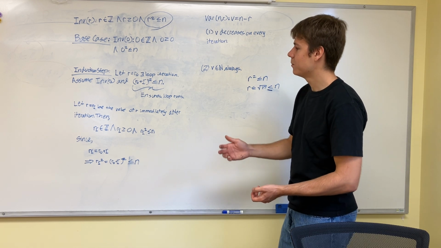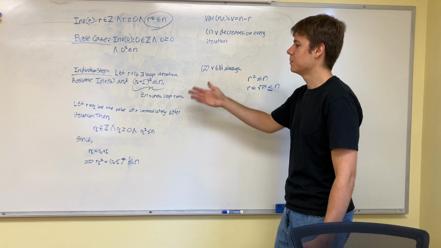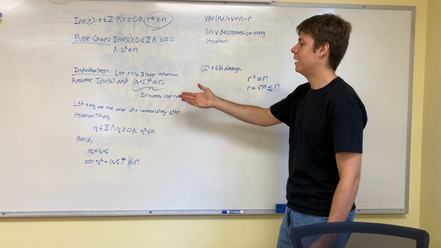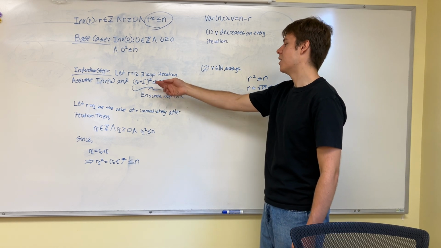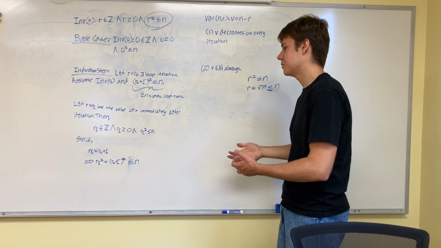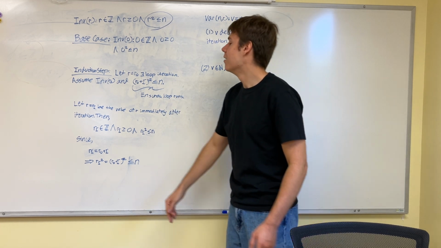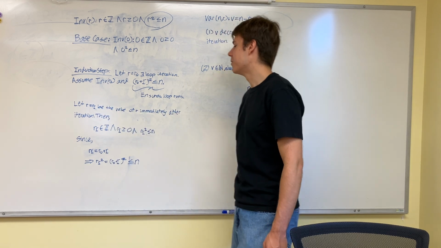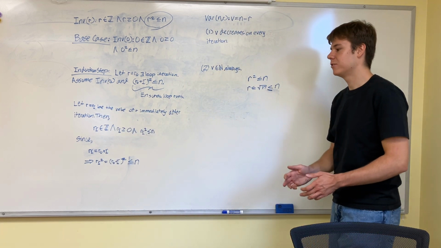For the induction step, we say let R equal R naught for some loop iteration, assume invariant R naught, and also assume R naught plus 1 squared is less than or equal to n. This is so we can ensure that the loop actually runs, so we can do our induction. So now let R equal R1 be the value of R immediately after iteration.